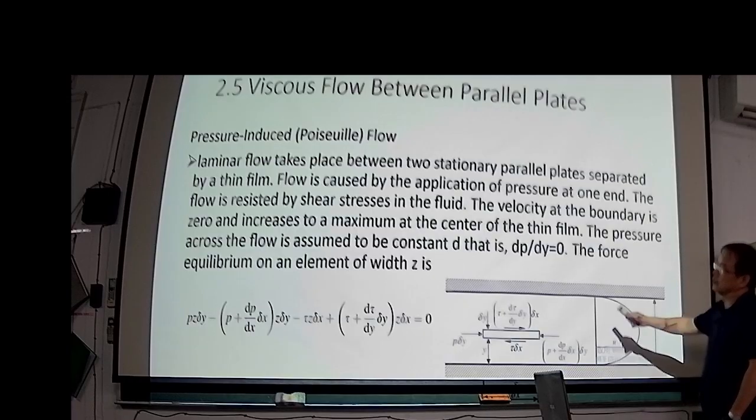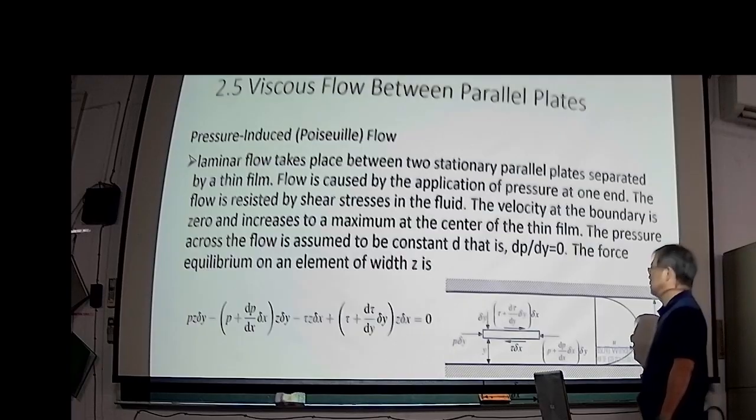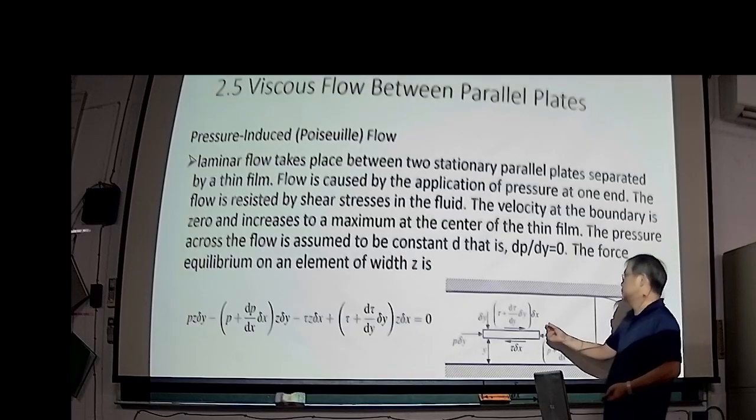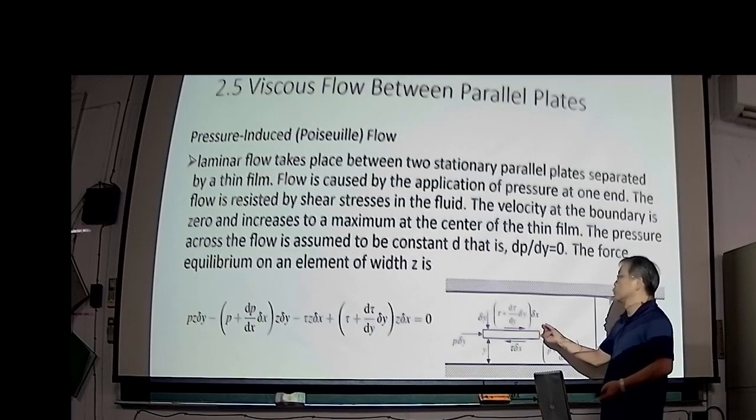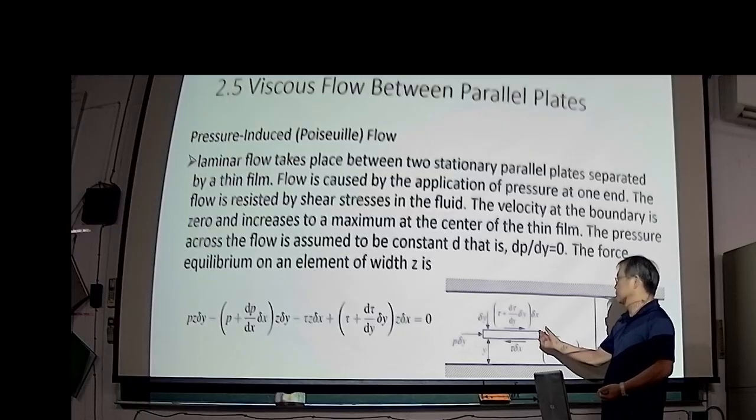And here we have a force equilibrium of this element. Okay? And we have this element in this vertical direction.